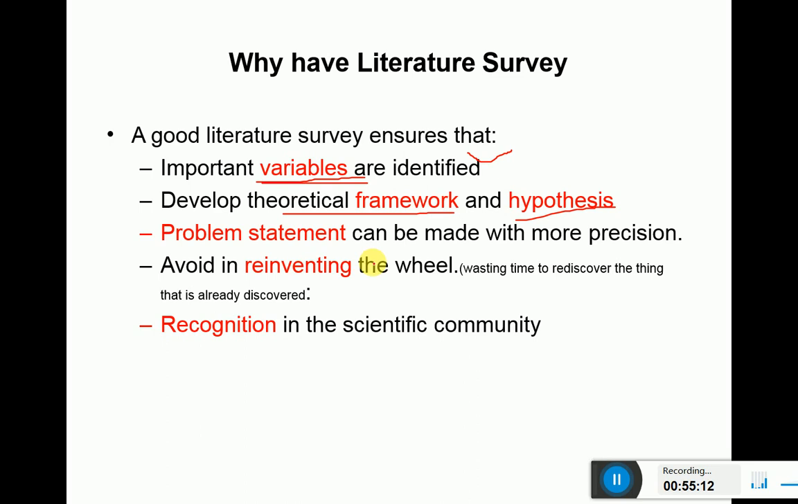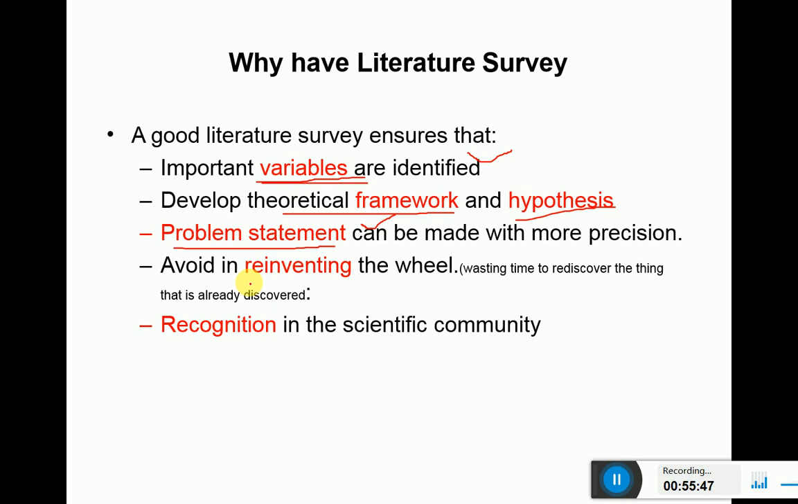Problem statement can be made with more precision. What is a problem statement? Your problem definition: what is the real, actual problem. I'm not talking about the symptoms, I'm talking about the real problem. The literature review helps explain the real problem so we can explain it more precisely. Next, avoid reinventing the wheel. The literature review tells us where we would be reinventing the wheel, and this is avoided. It means something is already shared, so we do not invent it again.